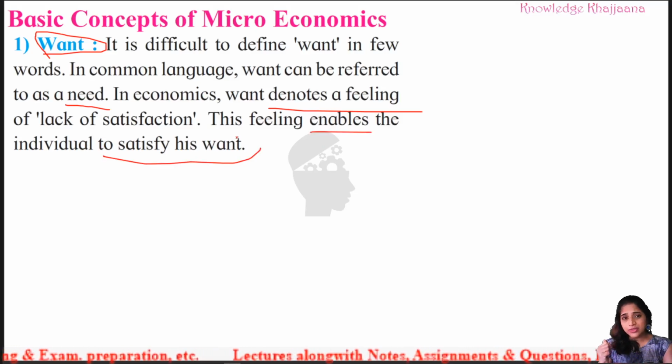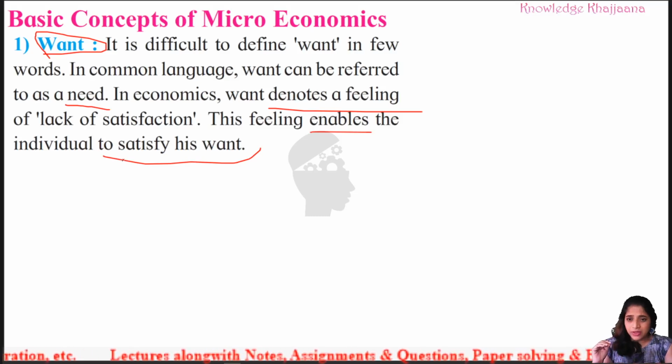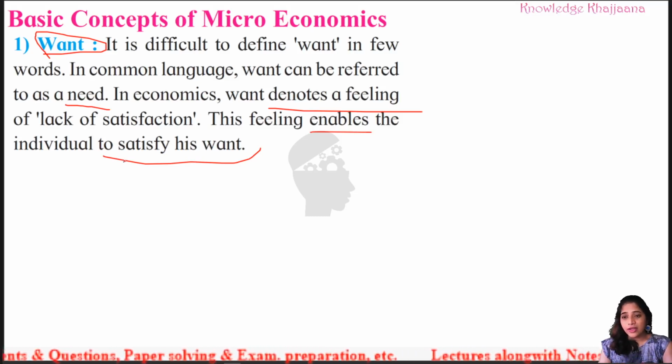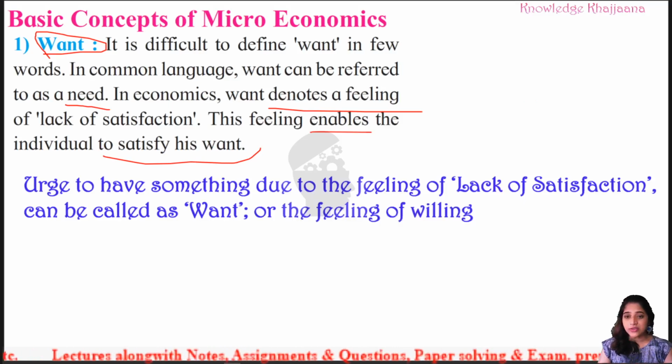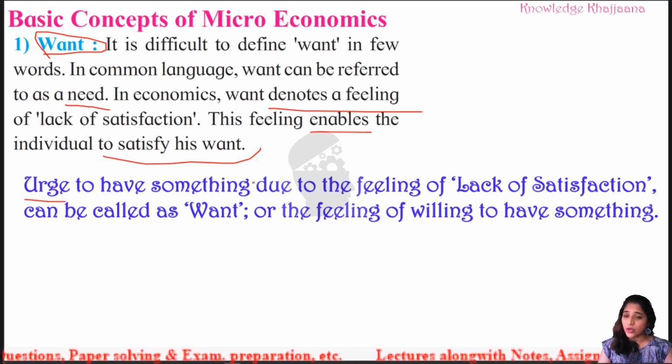When we like something, when we have need of something, when we have a lack of satisfaction, or when we want to have something more, then the want arises. When we don't possess it, the feeling of want arises. So this enables the individual to satisfy his want. When somebody lacks something, his want will arise, and this want will enable him to satisfy his requirements. So in other words, the urge to have something due to the feeling of lack of satisfaction can be called want.